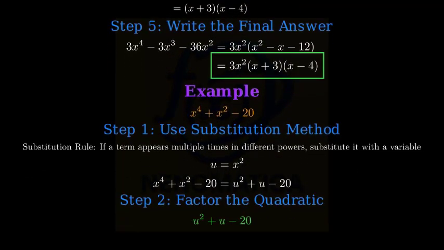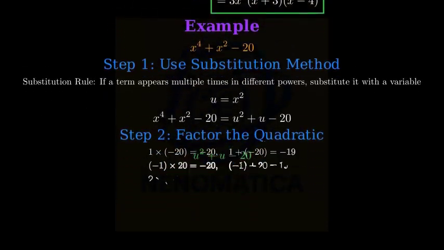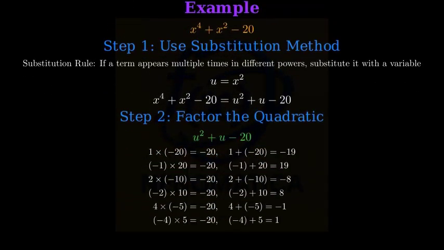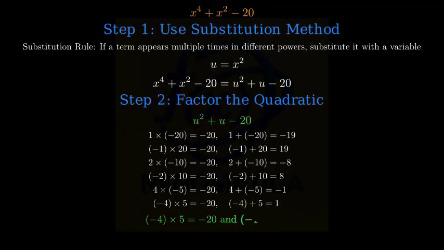We need to find two numbers whose product is negative 20 and whose sum is 1. Let's check some factor pairs. 1 and negative 20, sum is negative 19. Negative 1 and 20, sum is 19. 2 and negative 10, sum is negative 8. Negative 2 and 10, sum is 8. 4 and negative 5, sum is negative 1. Negative 4 and 5, sum is 1. We found our pair. Negative 4 and 5 have a product of negative 20 and a sum of 1.